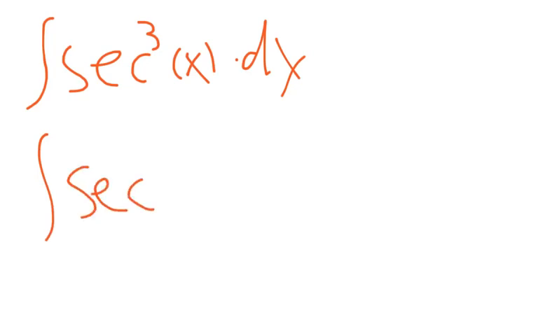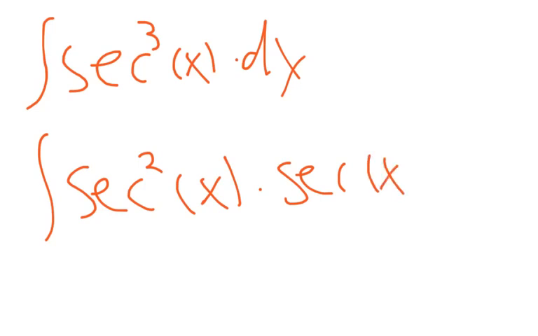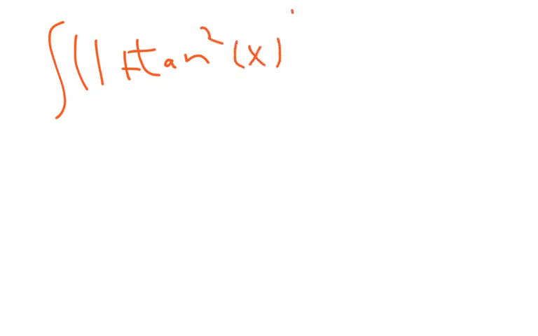So let's say that you decide to split this off like as we did last time, and then express it as secant of x dx. And then maybe what you want to do is to express that secant squared of x as 1 plus tangent squared of x, and then everything multiplied by secant of x, and of course dx.